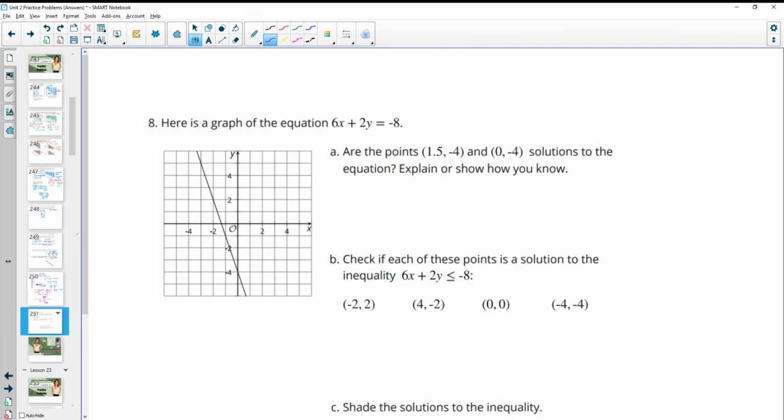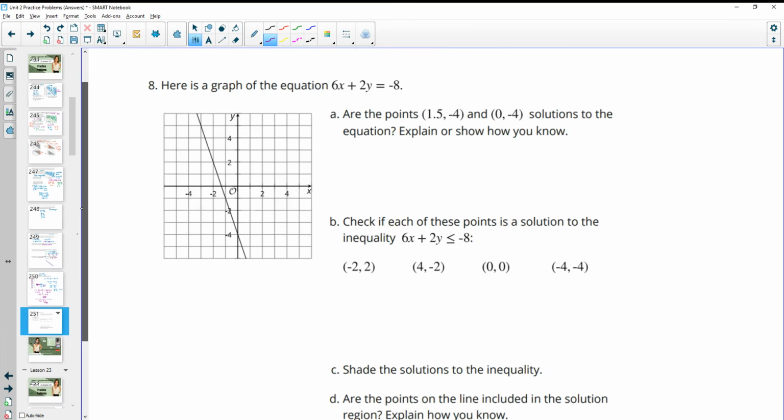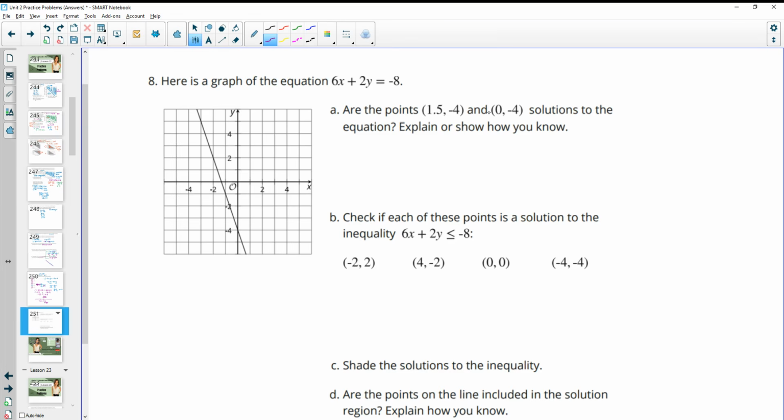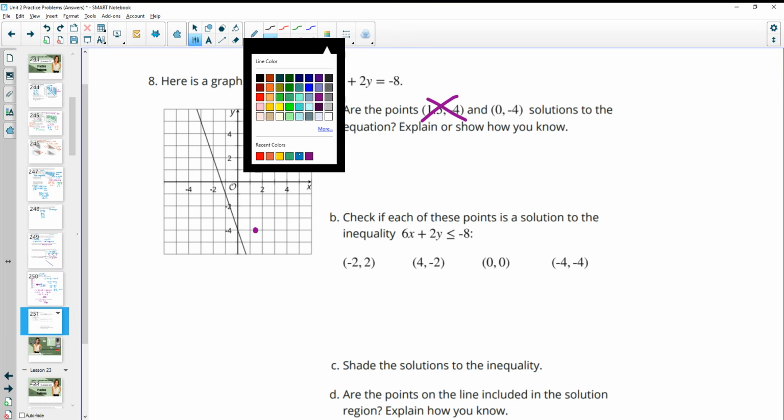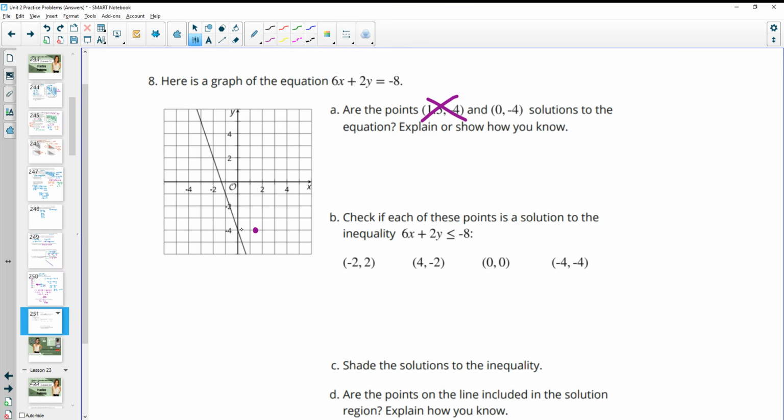Number 8, here's a graph of the equation 6x plus 2y equals -8. Are these 2 points solutions to the equation? Explain how you know. So if we look at where here's 1.5 on the x, -4 in the y is right here. Not a solution because it's not on the line. 0, -4. So 0, -4 is right here. This one is on the line, so it's a solution.